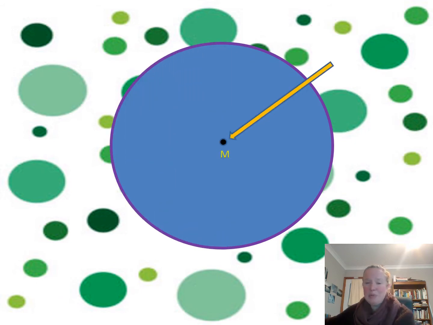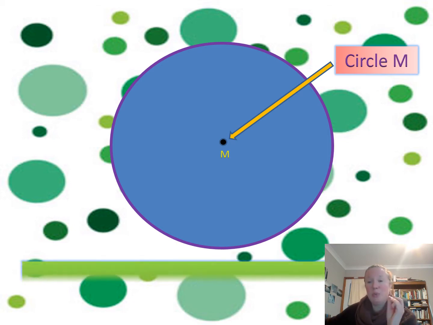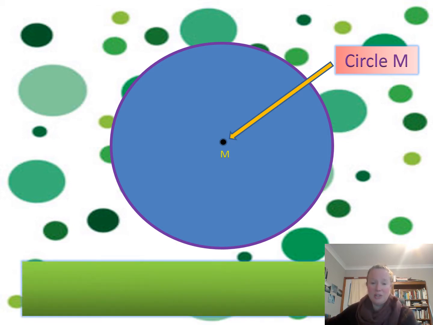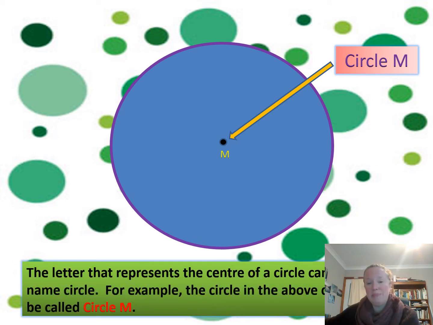And we would label this with a letter. And that letter would be labeled right next to where the dot of the central point is. So this circle that's on your page right now is called circle M, and it represents the name of the circle.